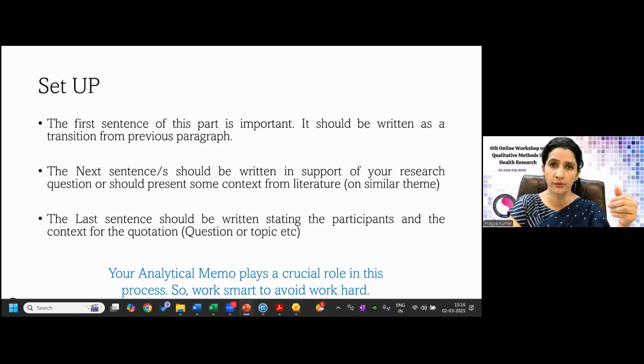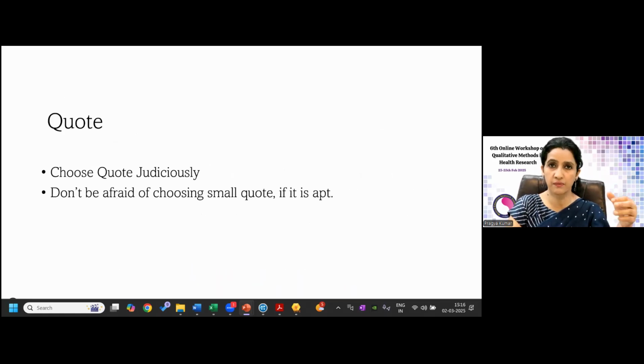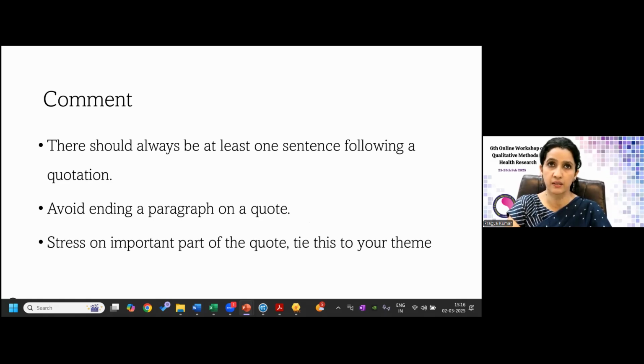Now coming to the quote, we have discussed which quotes to choose. We should choose a quote which very much reflects our research question. And even if the quote is very small, but it is powerful and apt, you can choose a small quote also. Regarding the C, which is the comment, there should be at least one sentence following the quotation, and avoid ending the paragraph on a quote.